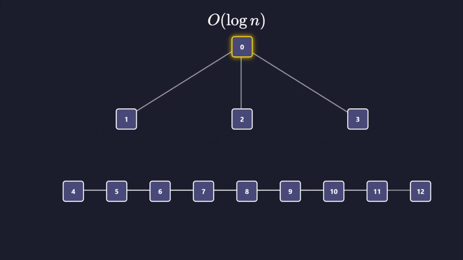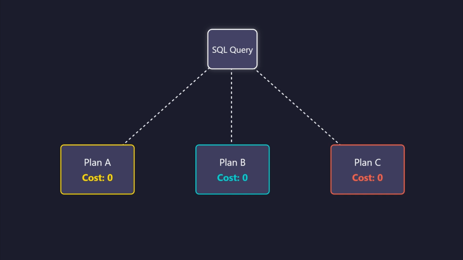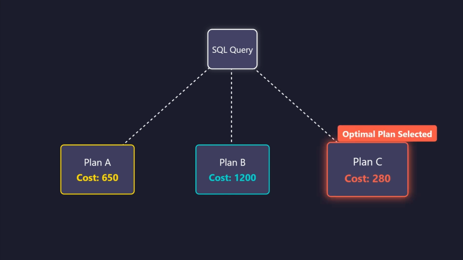Instead of checking every row, the engine traverses a tree structure, following pointers from the root node to specific leaf nodes where the actual data addresses are stored. The cost-based optimizer evaluates multiple execution plans for a single query. It assigns a numerical cost to each plan based on estimated processing cycles and disk operations, choosing the one with the lowest predicted resource consumption.